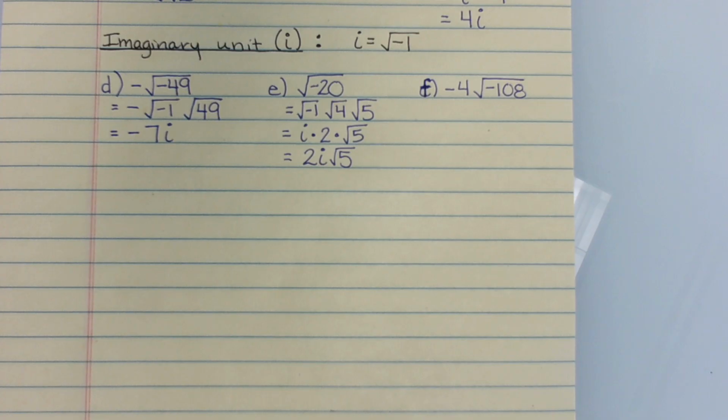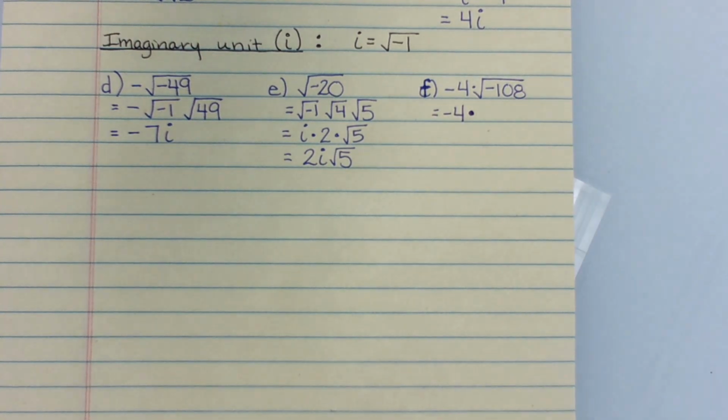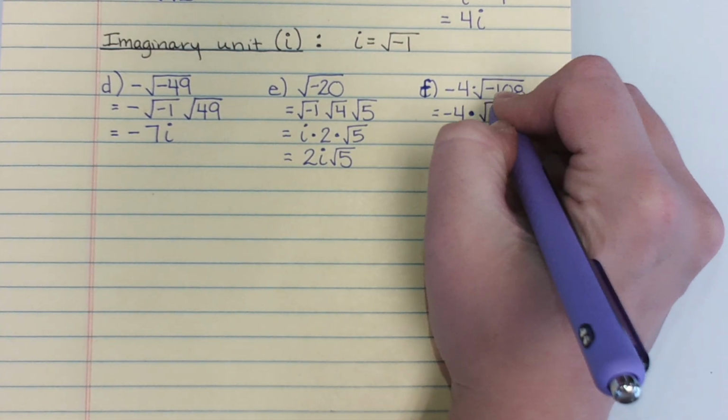What's the negative 4 doing? Yeah. It's multiplying by the square root is what I was trying to go after. Negative 108. What am I going to break it up into? It's the first thing I break off. It's the first thing I've been breaking off. That negative 1.